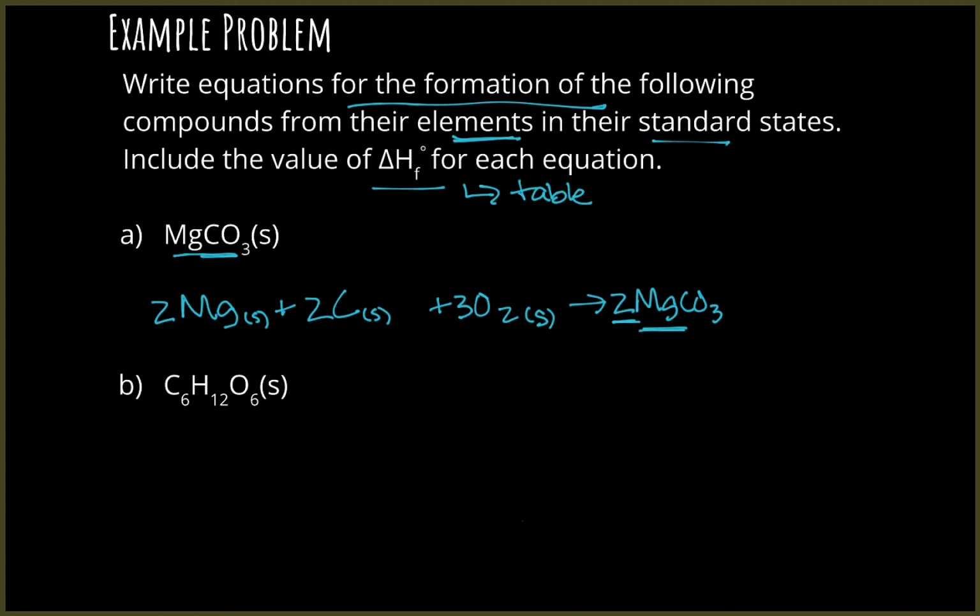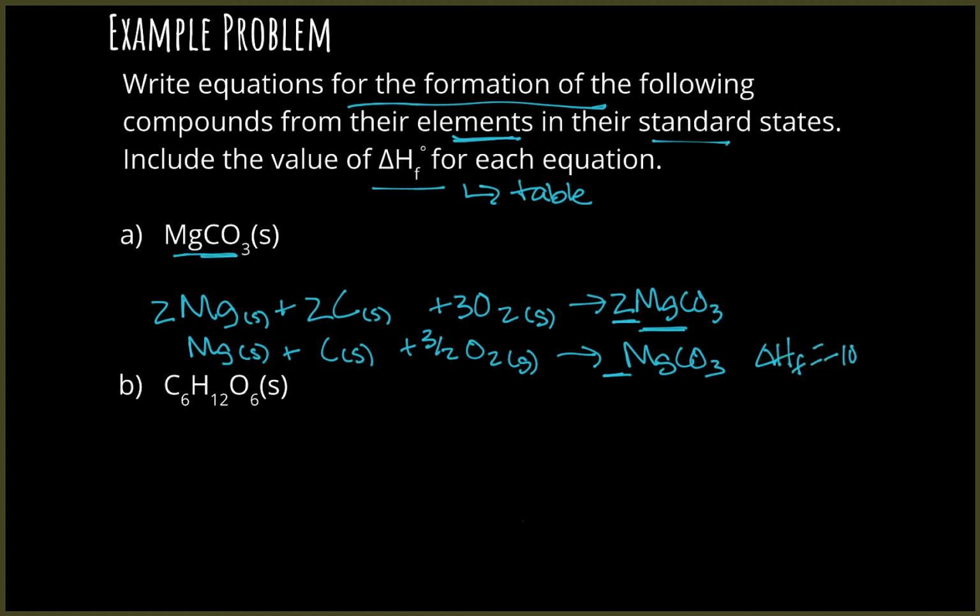So I would actually write this as Mg solid plus C solid plus 3/2 O2. So this is now a point where we can have fractions in our balanced equations, MgCO3. So that's the only way to get that to be 1 mole. So then if we go back to that table and look up the value, the heat of formation is negative 1095.8 kilojoules.